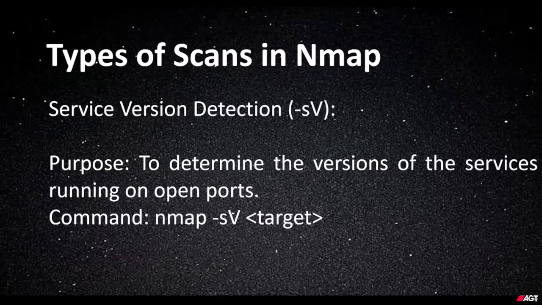Next we have service version detection, -sV. It is used to determine the version of the services running on open ports, and this is the command that you can use for running the scan: nmap -sV, and here you can mention the target IP address.